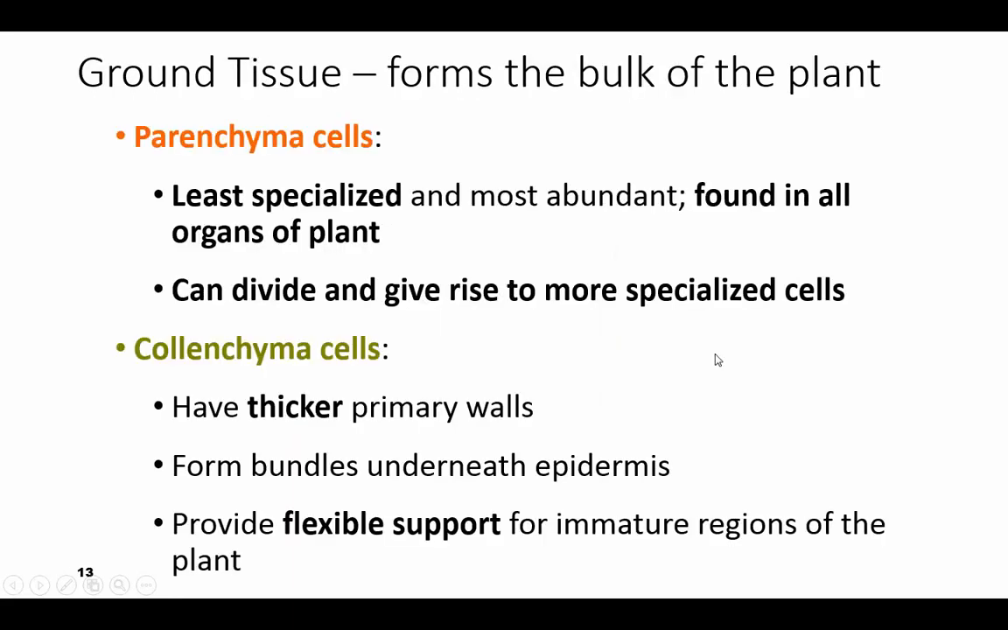Now, looking at the ground tissue, this is the bulk of the plant. You've got parenchyma cells there that are the most abundant cells you find in all the organs of the plant, but it's also the least specialized. And they can divide and give rise to more specialized cells. You have collenchyma cells that have thicker primary walls that are found in bundles under the epidermis, and they give some flexible support to the immature areas of the plant.